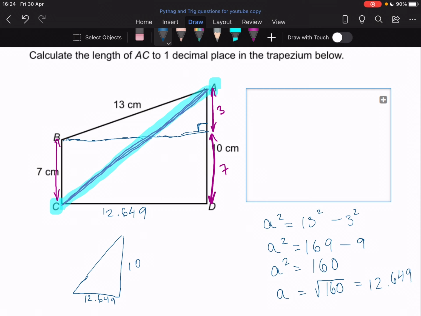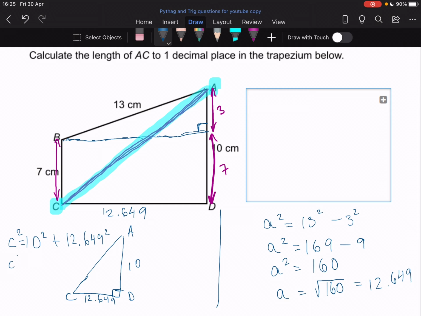And I'm trying to work out AC, which looks like that side opposite the right angle. So that's my right angle there, and that's my hypotenuse. So this means I'm going to be adding. So 10 squared plus 12.649 squared equals C squared. Shall I do 12.649 squared plus 10 squared?